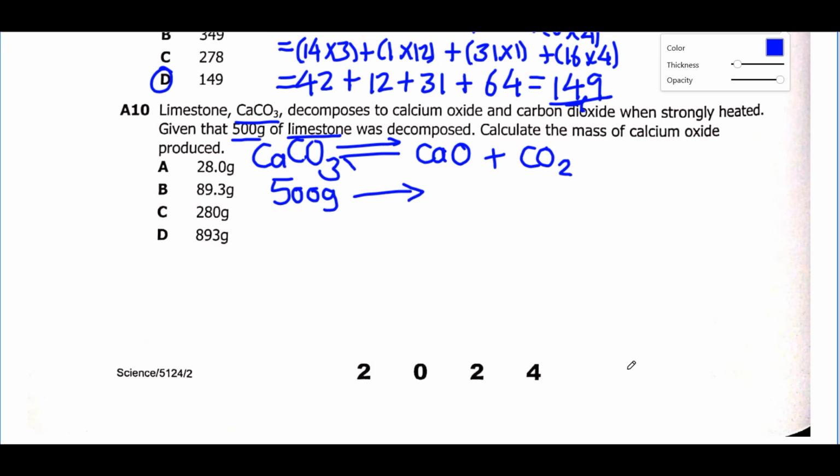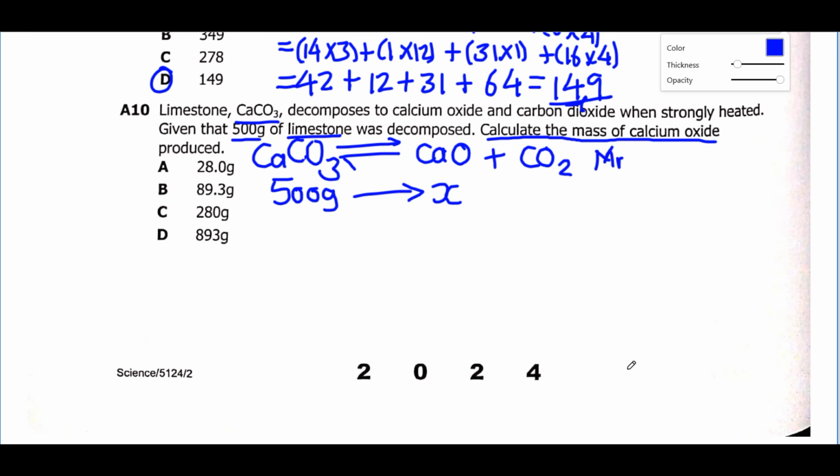Then which substance are we solving for? So calculate the mass of calcium oxide. Where there is calcium, I can just put X. Then after this is done, we need to find the mixture for calcium carbonate.